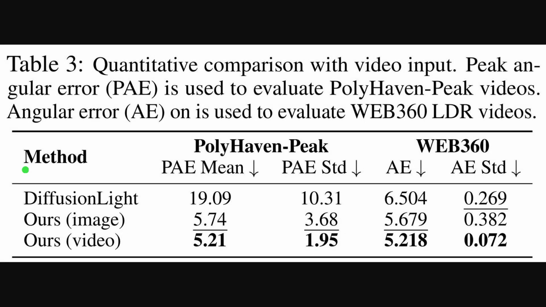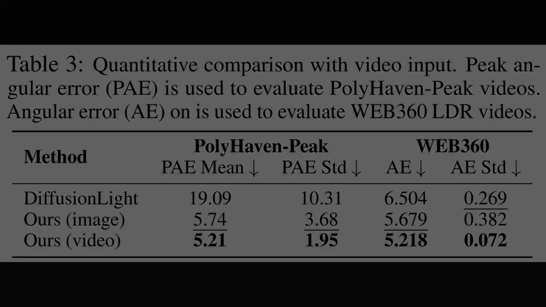So, Table 3 reports video results, which matter because stability across frames is crucial for believable lighting. The table shows lower is better metrics, peak angular error on Polyhaven peak, and angular error on WEB 360 plus their standard deviations. Diffusion light lags with higher errors, while the image version improves markedly. The video model delivers the best scores, with 5.21 peak angular error and 1.95 standard deviation, and 5.218 angular error, with just 0.072 standard deviation, indicating much steadier predictions over time.